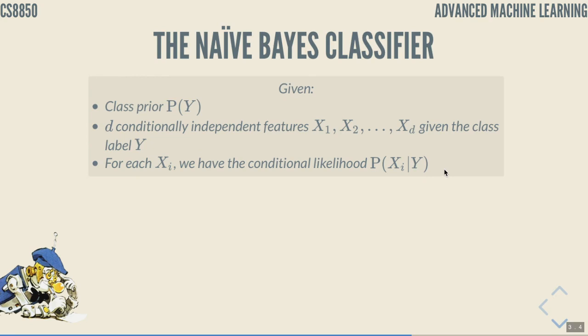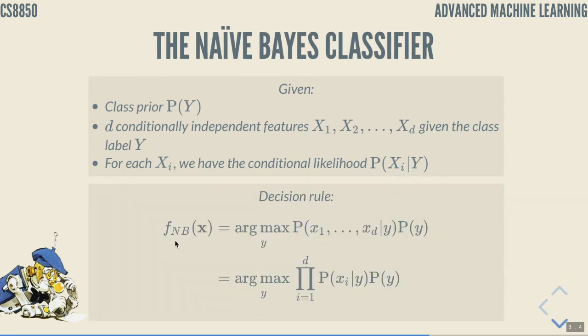In this case, our decision rule for our naive Bayes classifier will be the following. It's argmax, so return the y for which this product is maximized: the class conditional likelihood of the features times the prior, or with the naive Bayes decomposition, a product of all individual feature class conditional distributions times the prior, and this returns the most likely class.